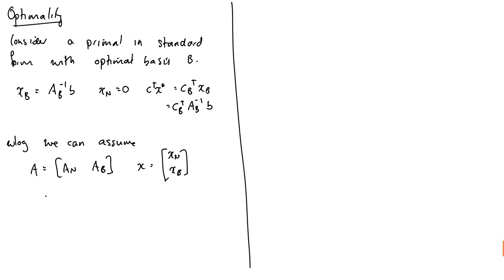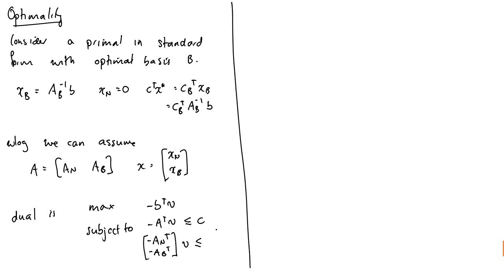So the dual is maximize negative b transpose nu, subject to the following set of constraints: negative A transpose nu is less than or equal to c, like we did before, which gives us negative AN transpose and negative AB transpose nu less than or equal to cN and cB.